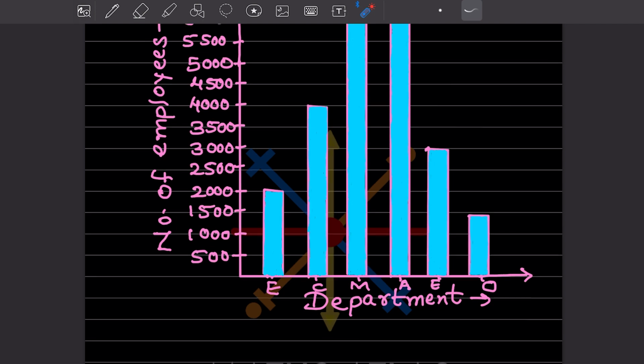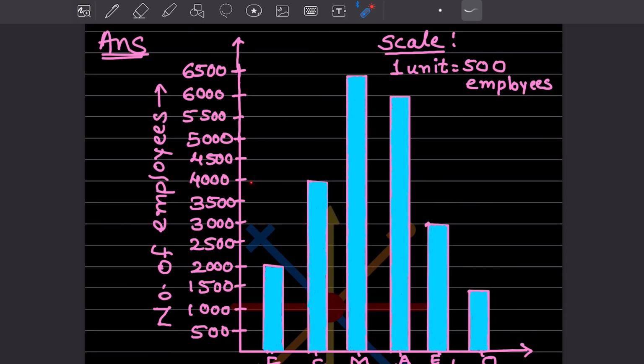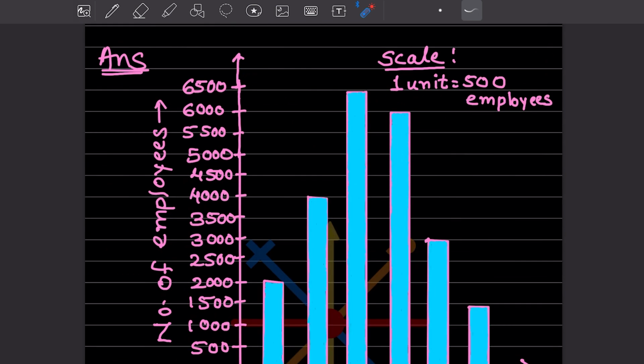Now again for C, that is the clerical. Clerical is 4,000. So where you can see 4,000 is here. So you can just make a bar over here. Then for this mechanical, it is 6,500. So this 6,500 is here.